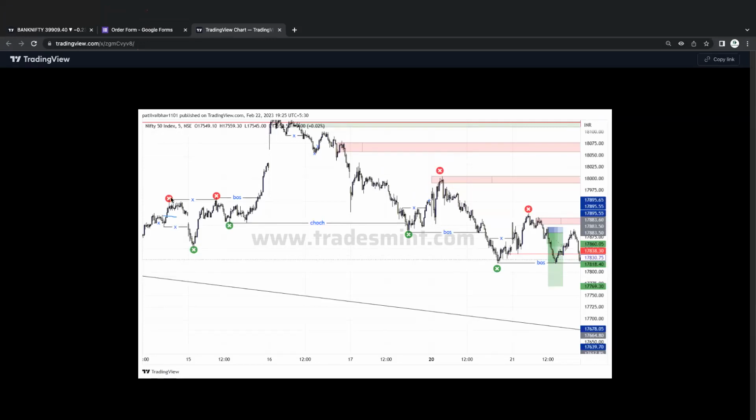Okay, taken out the inducement, sweep, BOS confirmed here. So these are internal, right? And this is our actual structure: BOS, CHoCH, inducement, and continue higher, BOS, and inducement, correct. So this one is valid.